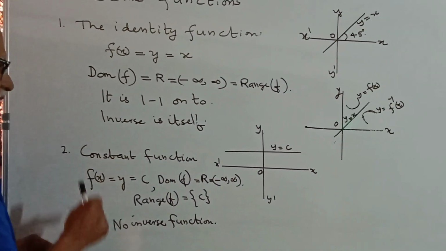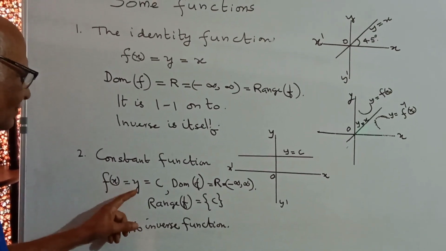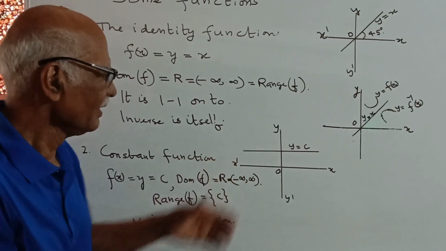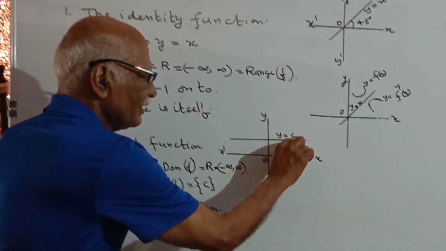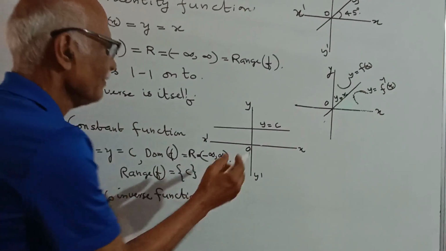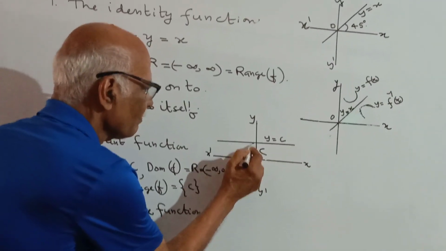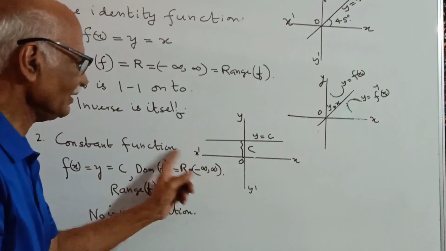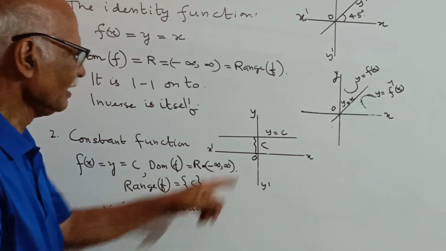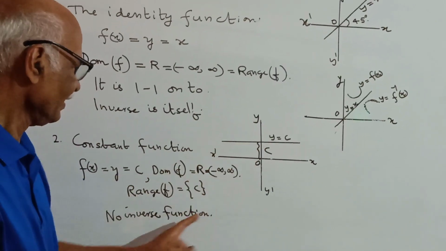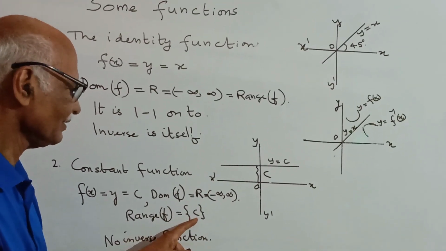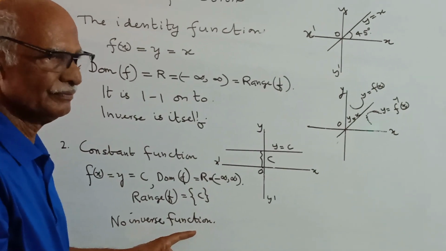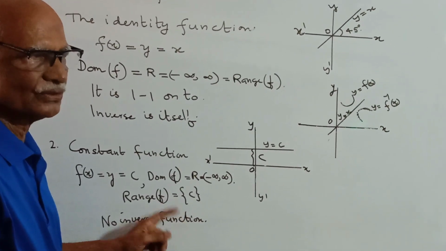Now, constant function, second one. f(x) equals y equals c. So you see y value is always c. Means this is c, this is c, this is c. So we see y equals c. The domain of this function is minus infinity to plus infinity, but the range is simply c. So the range of the function is the singleton set {c}. There is no inverse for this function. So for the constant function, there is no inverse.